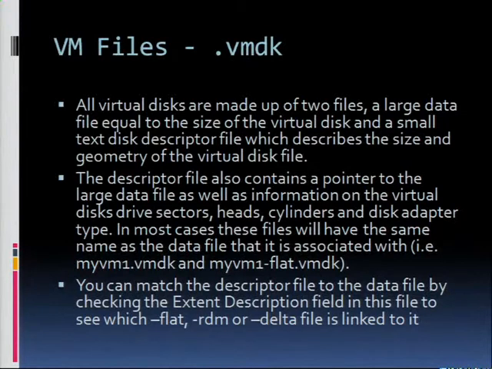In most cases, the files will have the same name. If you browse the directory of a VM, for example here, my VM1.vmdk will be the one file, and then it adds a -flat to the other file. Basically the prefix will typically be the same unless you do some renaming. You can match the descriptor file to the data file by checking the extent descriptor field in this file to see which -flat, -rdm, or -delta file is linked to it. It'll tell you the exact file name of the data file that it's linked to.